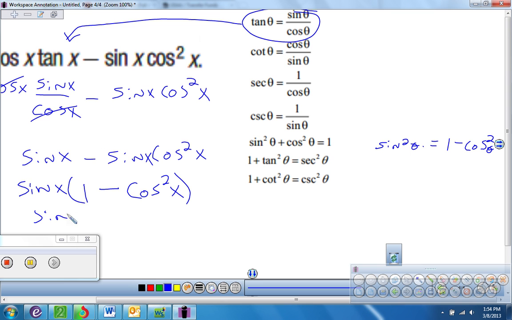So we're going to have sine x times sine squared x. So I'm multiplying those. That's the same as multiplying x times x squared. Add your exponents. So we'll end up with sine cubed x for that one.